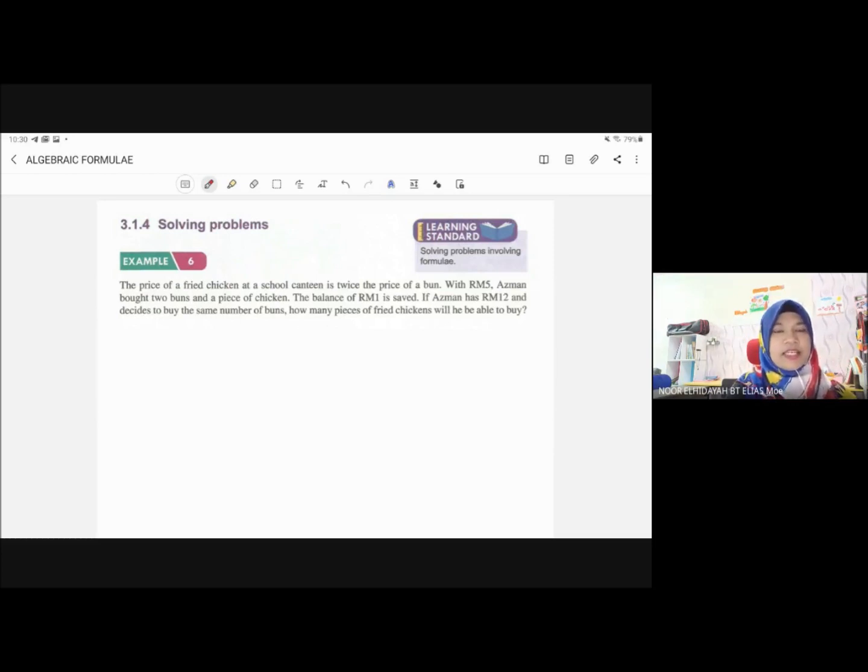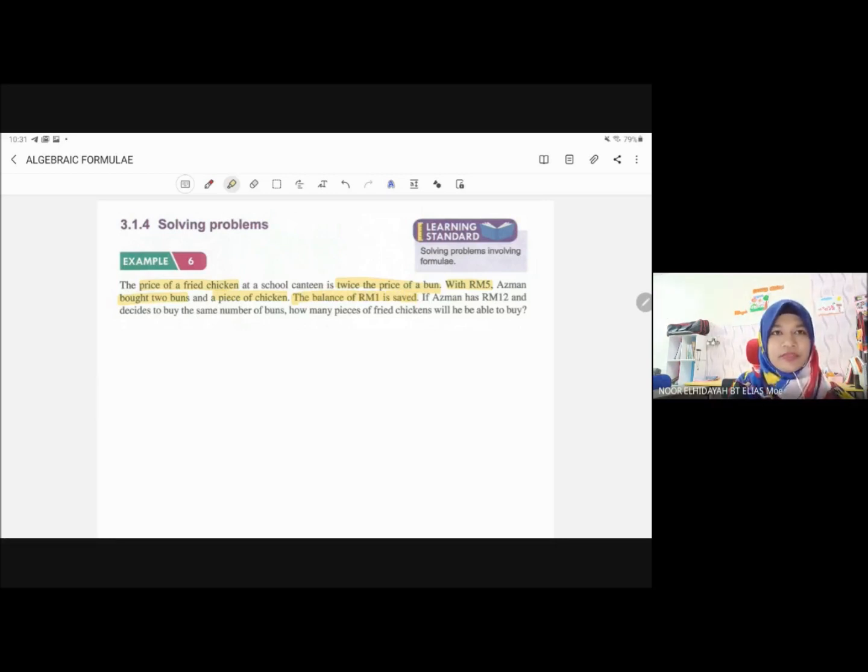Okay, kita nak solve problem yang involve formula. Alright, look at example 6. The price of fried chicken at school canteen is twice the price of bun. Okay, so sekarang ada dua benda. Satu fried chicken, satu lagi bun. Alright, with RM5, Azman bought 2 buns and a piece of fried chicken. Lepas tu, RM5 ni, the balance is RM1. Okay, the balance is RM1 is saved.